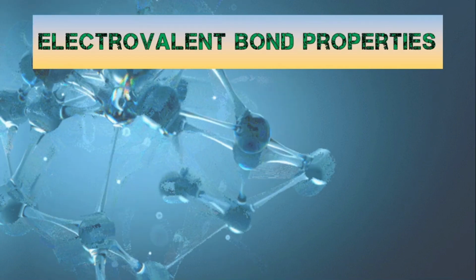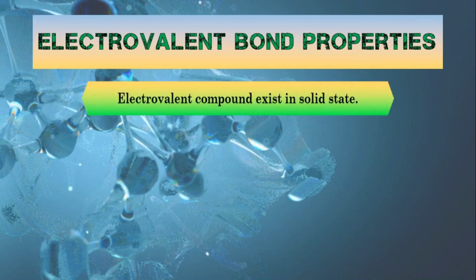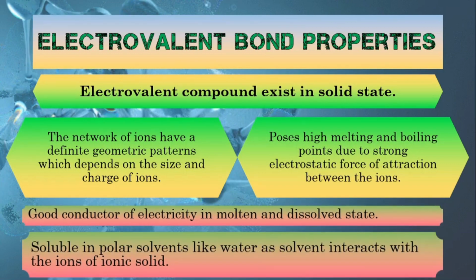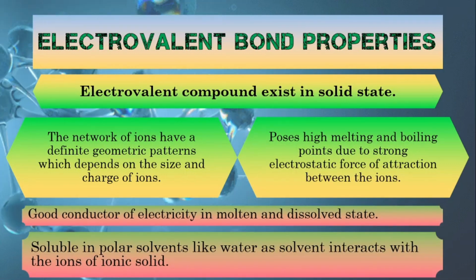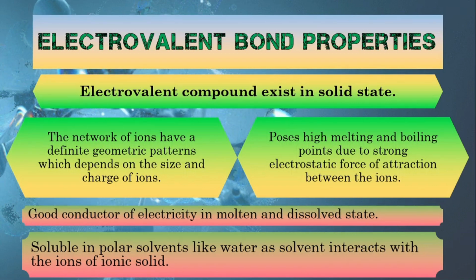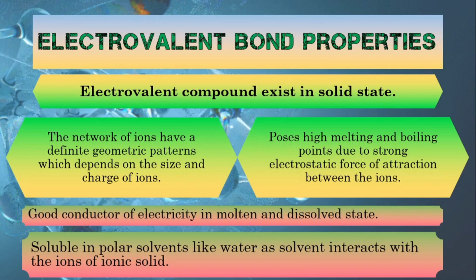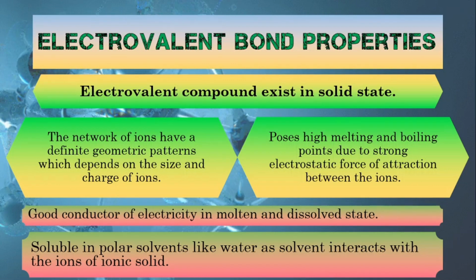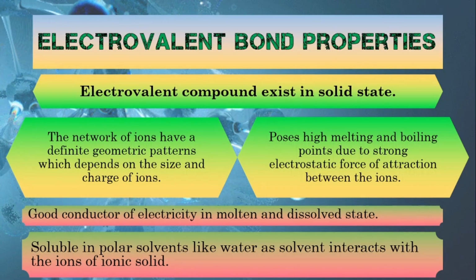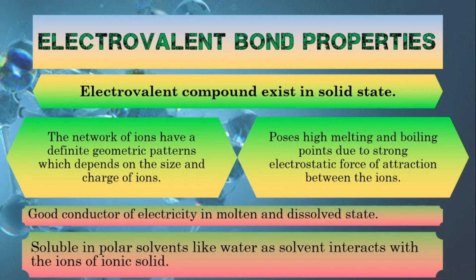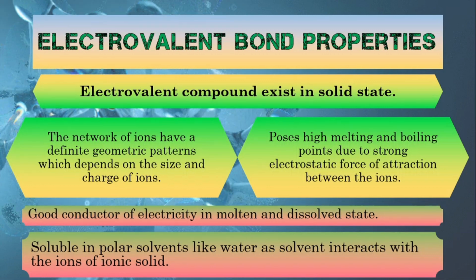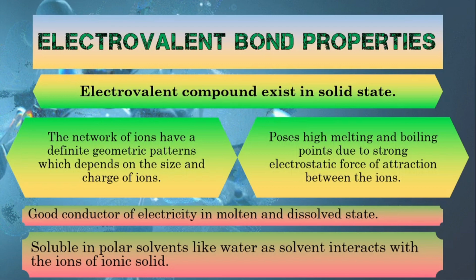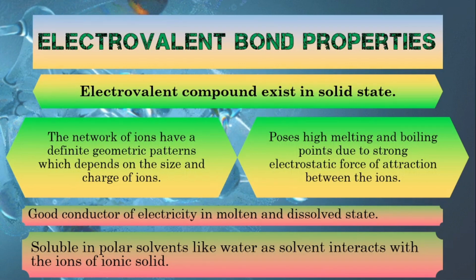Electrovalent bond properties, or the properties of the ionic bond. So what are they? Electrovalent compounds exist in solid states. The networks of ions have a definite geometric pattern which depends on the size and charge of atoms. Ionic bonds possess high melting and boiling points due to strong electrostatic force of attraction between the ions. They are also good conductors of electricity in molten or dissolved state. Soluble in polar solvents like water, as solvents interact with the ions of the ionic solid.